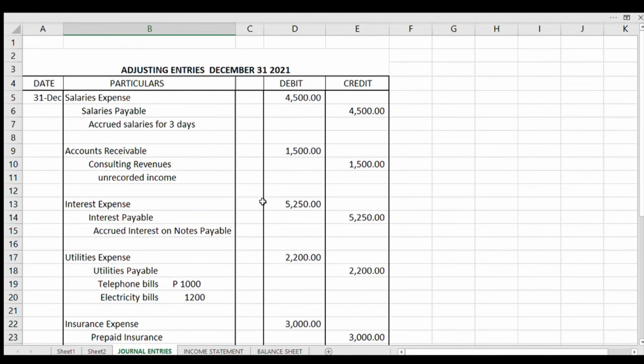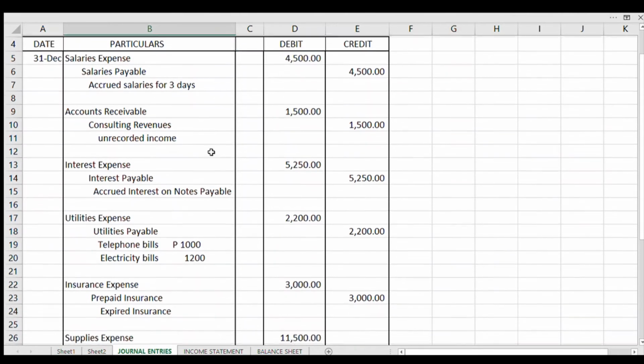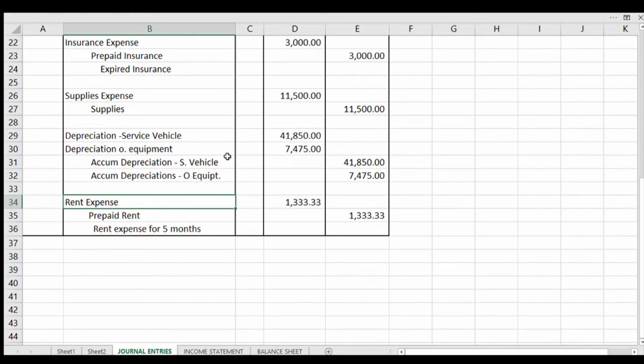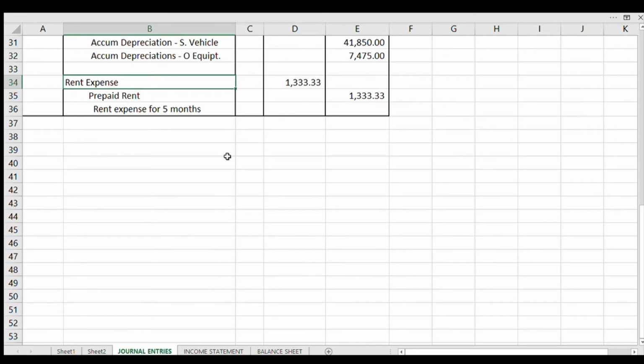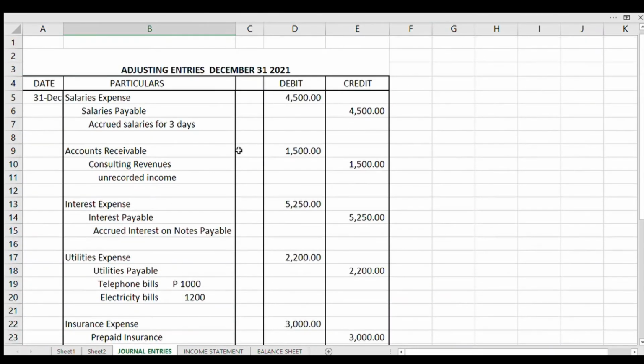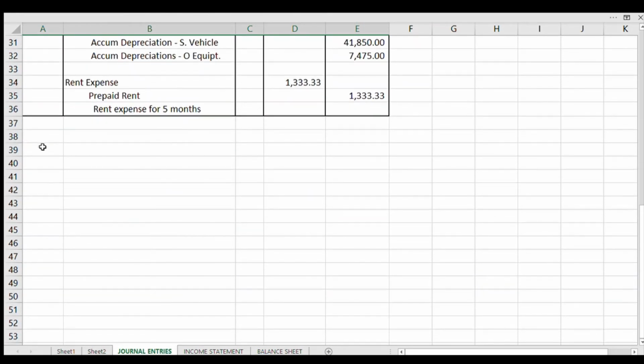Okay, to have a second look of that. All right, so that will show you the adjustments, the adjusting entries. Right now, we will be going to the next one. We will just show you what it will look like if we will show you the entries. We will now go to the closing entries. The closing entries will be shown to you.